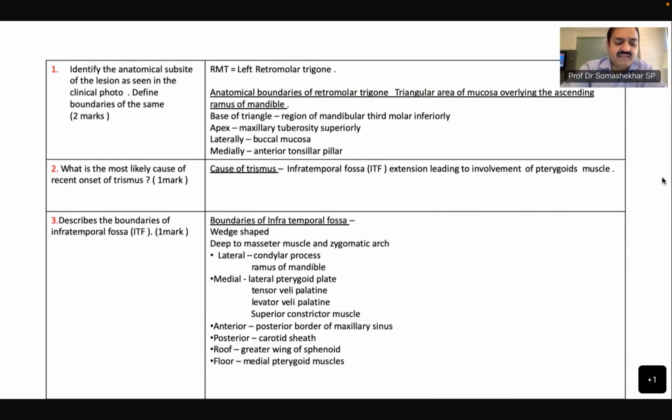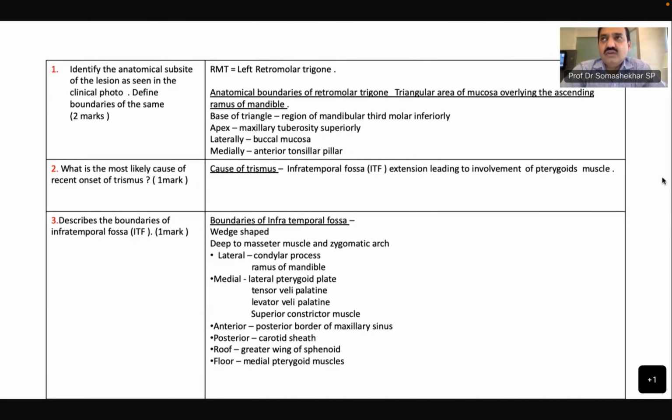Okay. The base of the triangle is formed by the region of the mandibular third molar inferiorly. The apex is formed by the maxillary tuberosity superiorly. Laterally, it is formed by the buccal mucosa. Medially, it is the anterior tonsillar pillar. So this is the boundary of RMT.